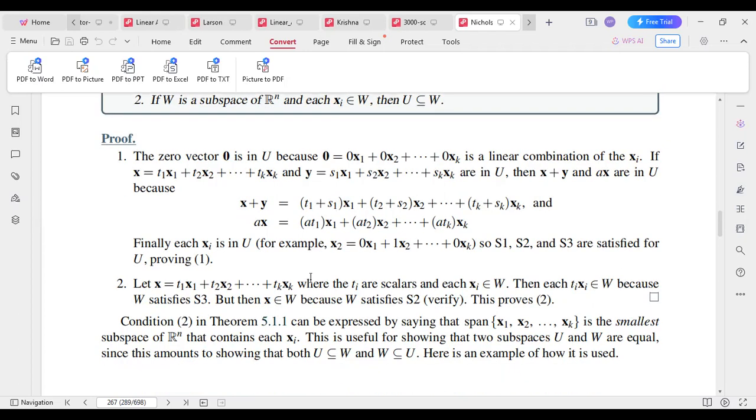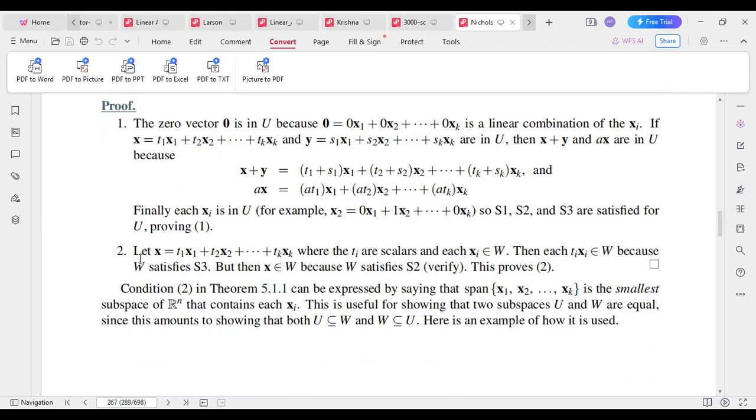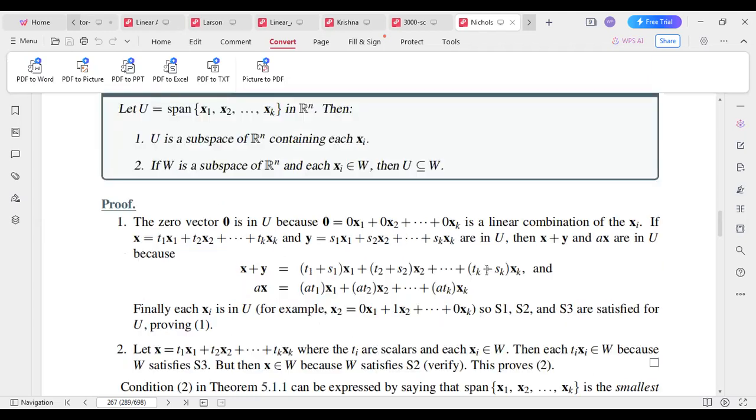That means the properties of a subspace, S1, S2, S3, are satisfied for U. Another part: x can be written as a linear combination, where all the ti's are scalars. Each xi belongs to W, and then tixi also belongs to W because W satisfies S3. So the x belongs to W. That means it is proved. So this is the span theorem.